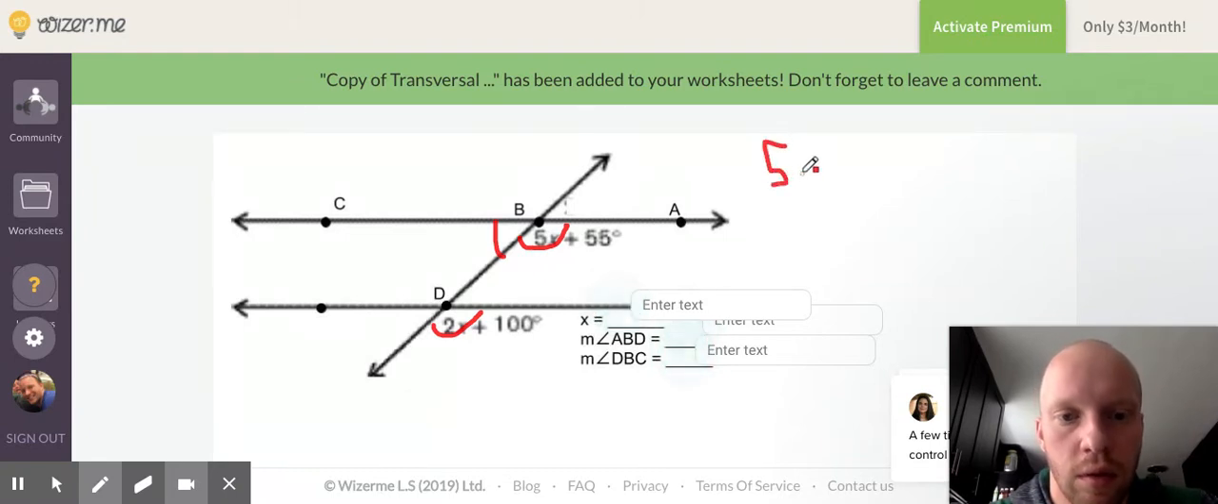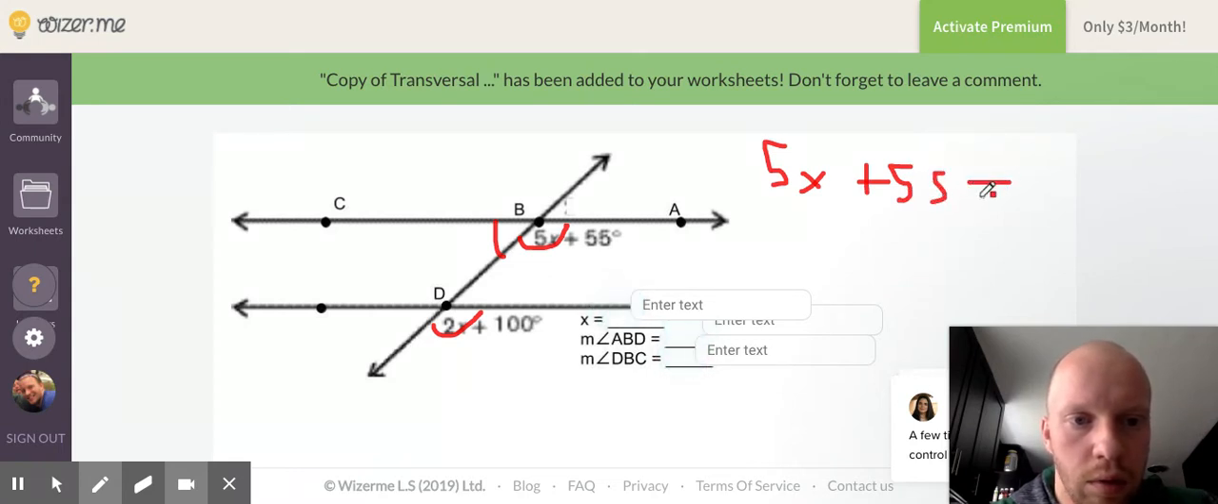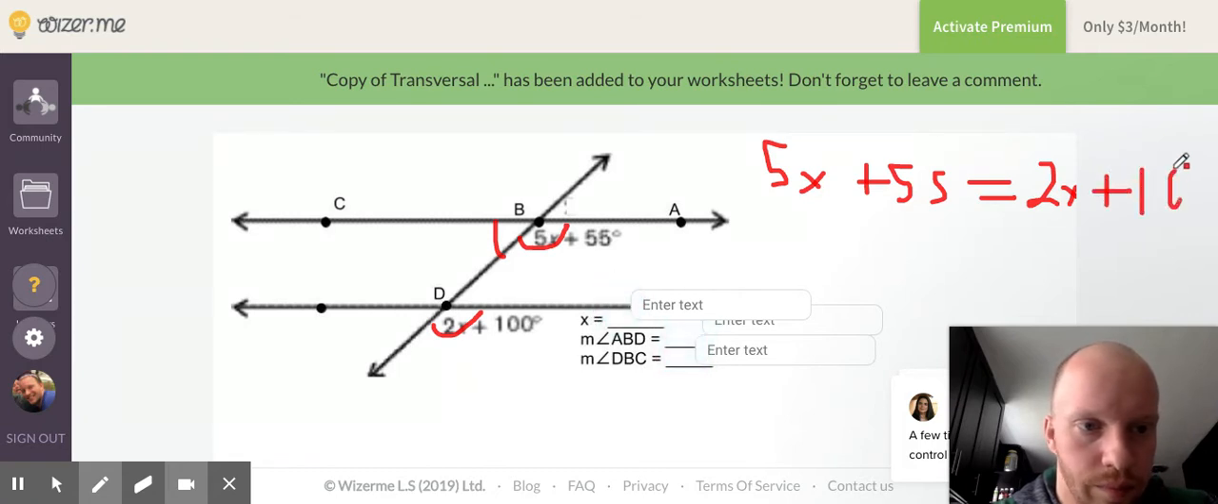5x, right, plus 55, and that's going to equal 2x plus 100. Okay. And I know that looks like a 6, but let's just, all right.